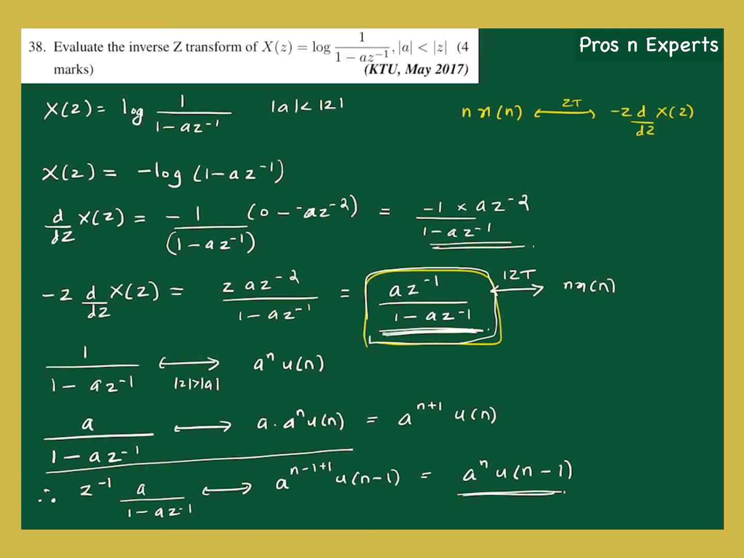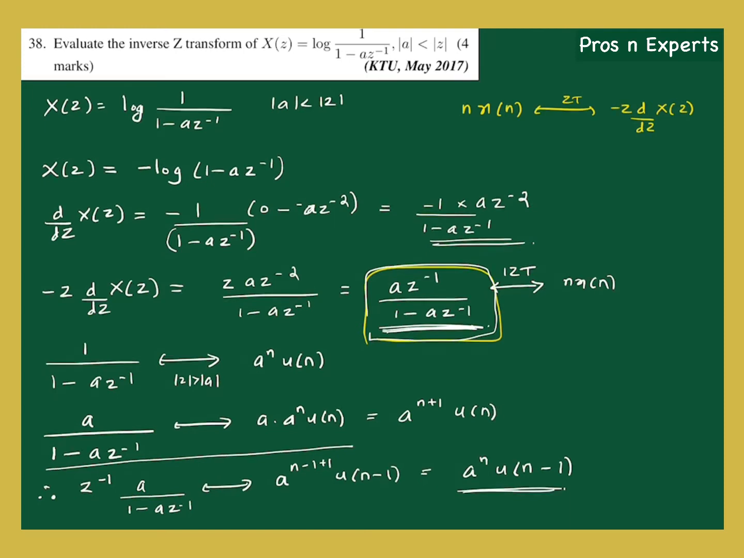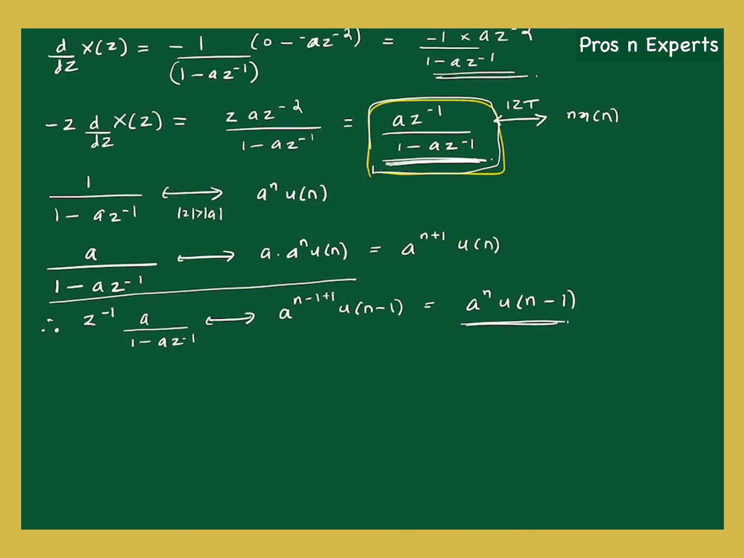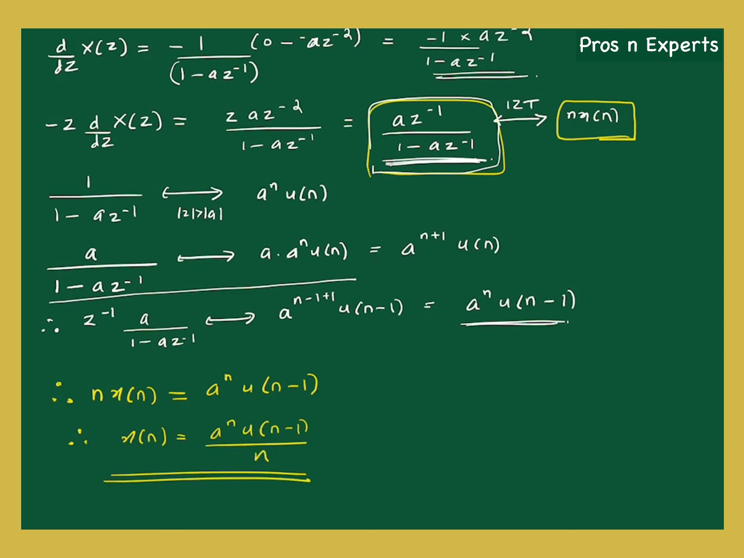So is the answer over? No, because whatever you have here, its inverse Z transform is found out, and as per the property we know the inverse transform is n into x of n, but we need x of n. So n into x of n is obtained as a raised to n into u of n minus 1. Therefore, what is x of n? x of n is equal to a raised to n u of n minus 1 whole divided by n. So this is the final answer.